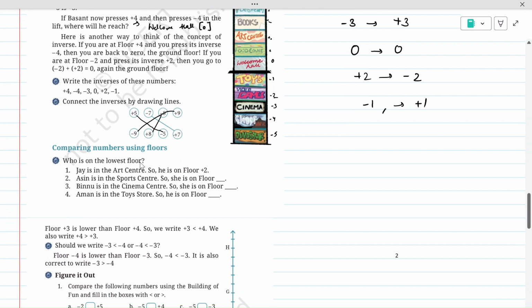Now, comparing numbers using floors. If we have to compare the numbers using the floors, let's see what is asked here.